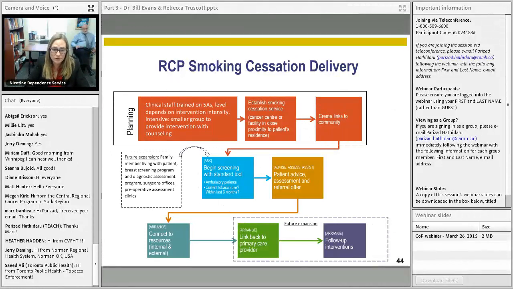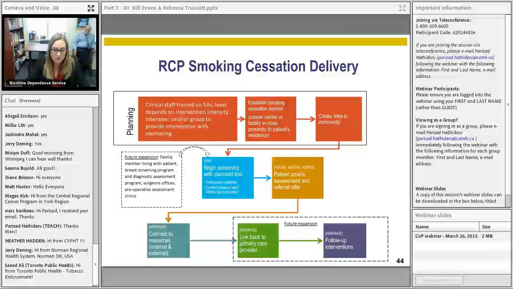You can see here from our delivery model, the 3 boxes at the top that are red, these are really left to regional adaptation and implementation. So training and the decision on how intensive the intervention is at each of the regional cancer centers is determined regionally. The counseling service can be offered either within the center or through a partner organization within the region.